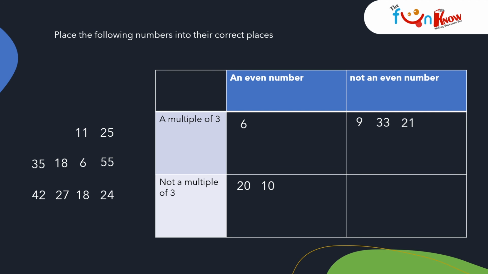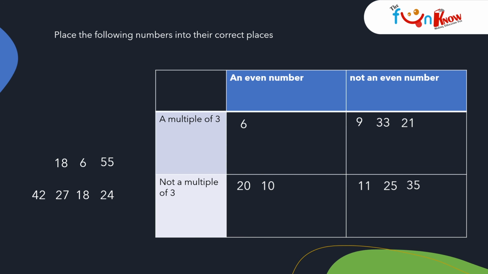11, multiple of 3? No. Even or odd? Odd. Yes, very good. Excellent. Try to answer by yourself, students. 25, even or odd? Odd. Multiple of 3? No. 35, even or odd? Odd. Multiple of 3? No.